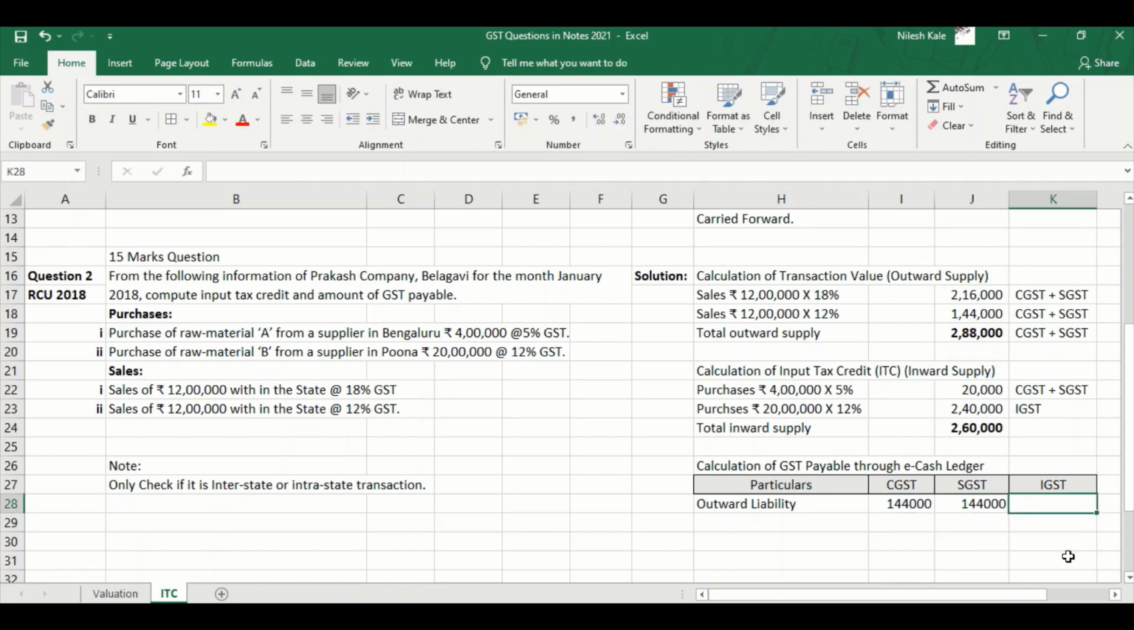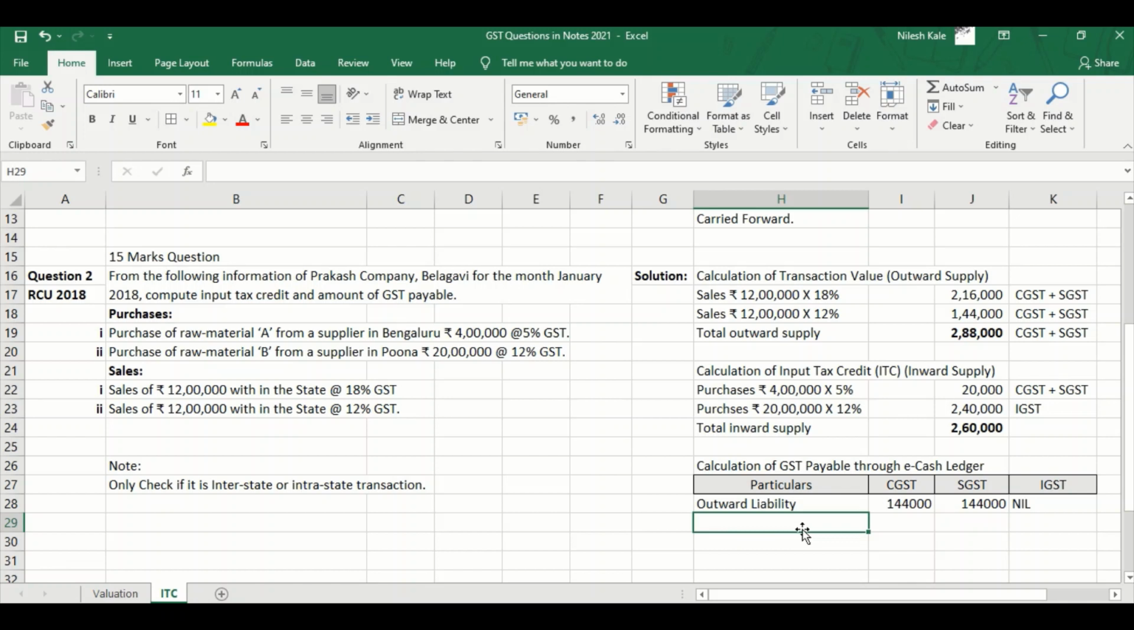How about IGST? We are not speaking about IGST now, because in outward supply only CGST plus SGST is applicable, and therefore no IGST is applicable. I am not writing anything, putting a dash over there, or I will also write NIL over there, all in capital letters, 0, right?